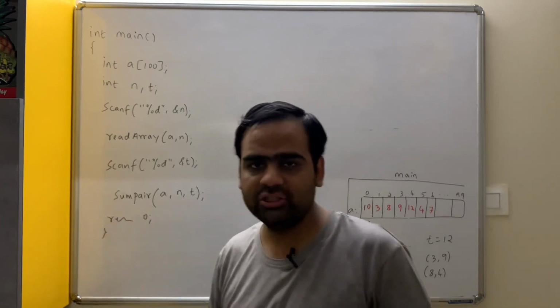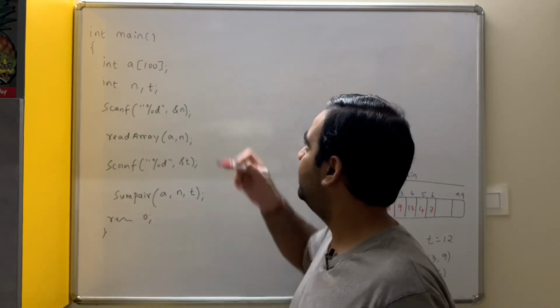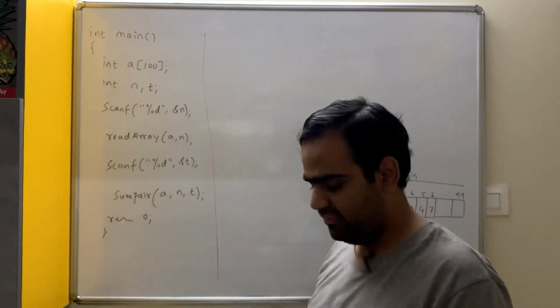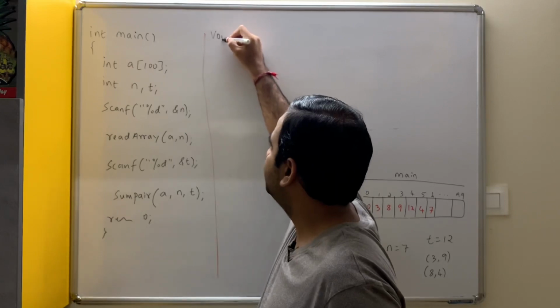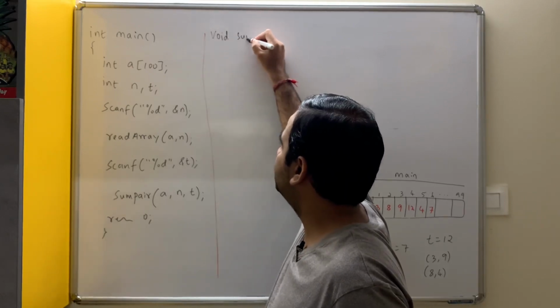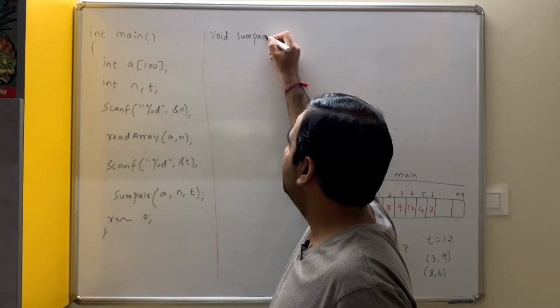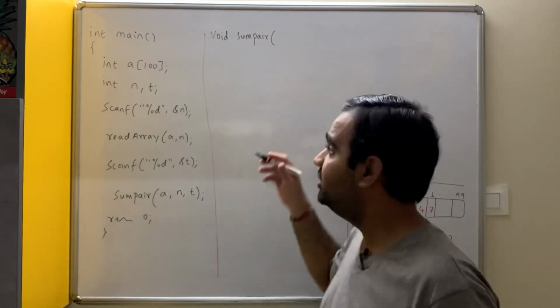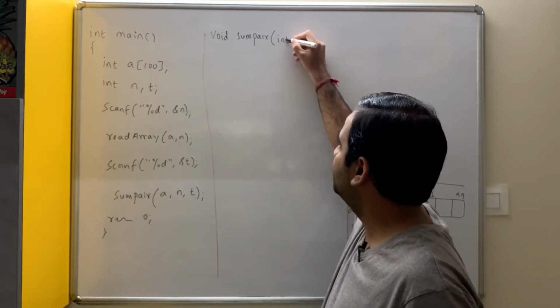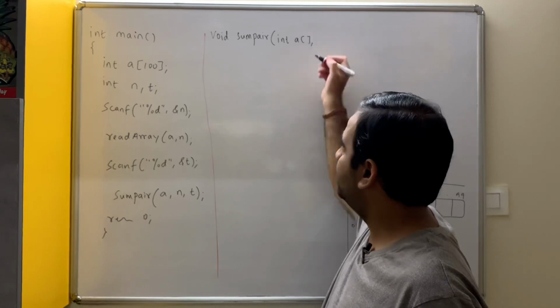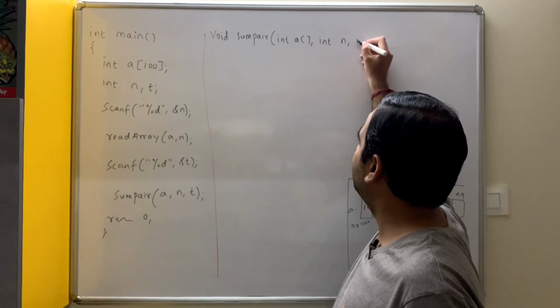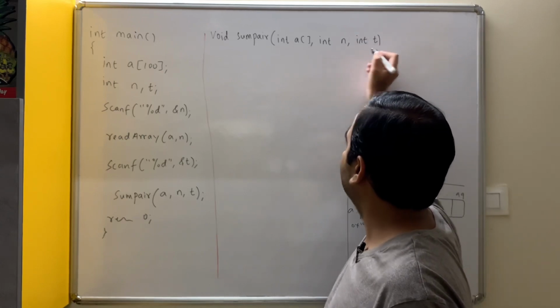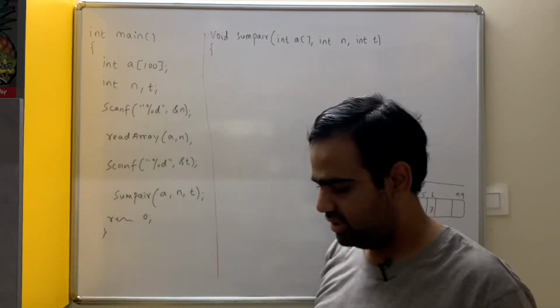Now let's see how we find the sum pair using the naive approach. Using the naive approach, we say void. What is the function name? The function name is sum pair. What is the first parameter? Integer one dimensional array. What is the second parameter? Integer n. And the last parameter is integer t.